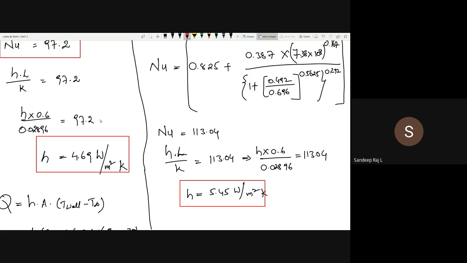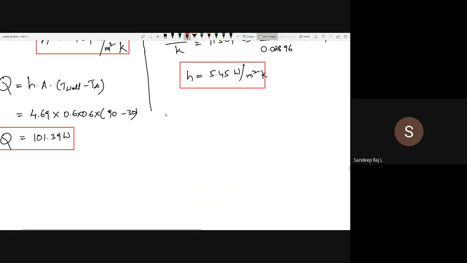So the Nusselt value is almost close. This is 100, this is 113, this is 5, this is 4. So no much variation. They are almost close. So that's what I would like to convey by solving using both correlations.